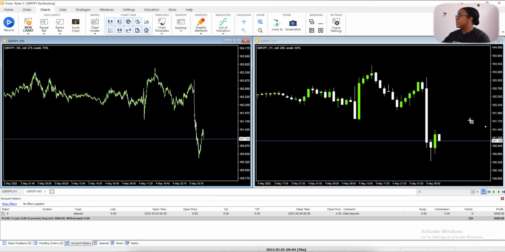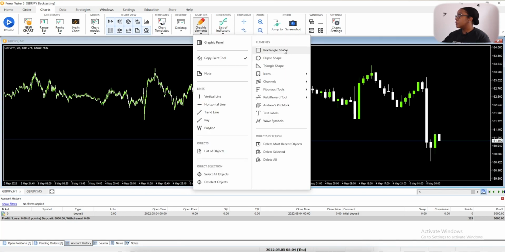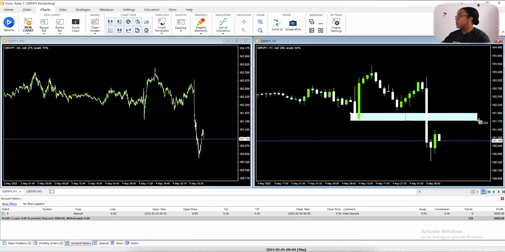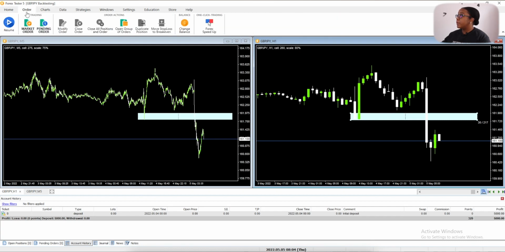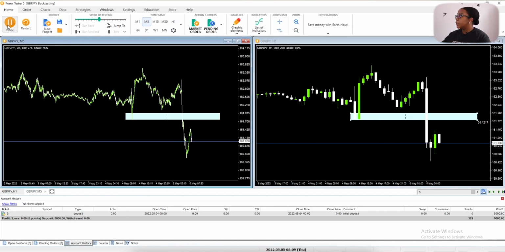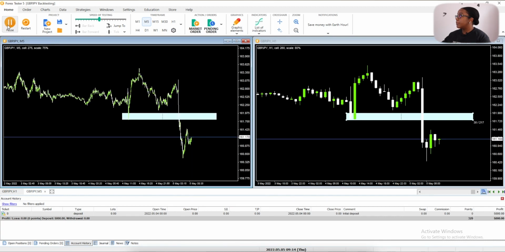And we're going to draw new zones. I would say this is considered a zone, just where this impulse happened. Although we did break through it, I want to see if we come back up to it. I'm very curious. I'm real curious. So let's see what happens.